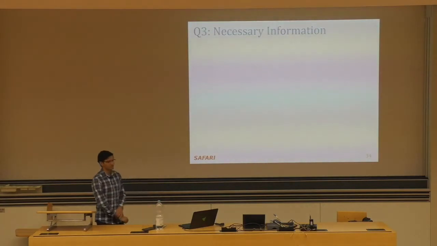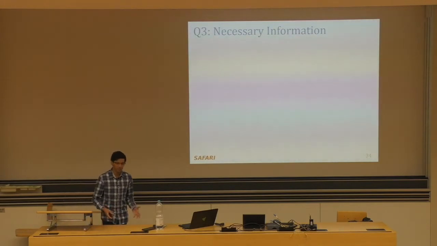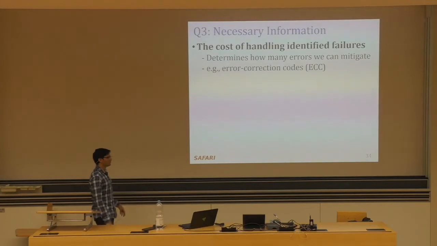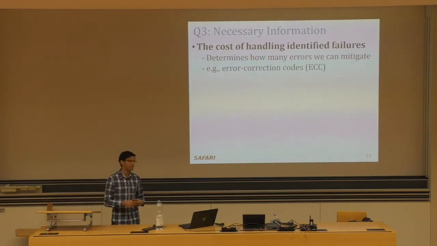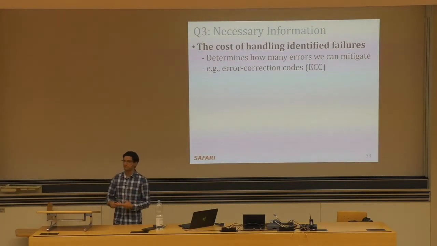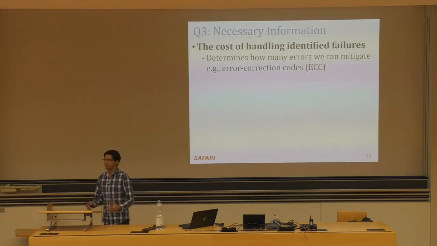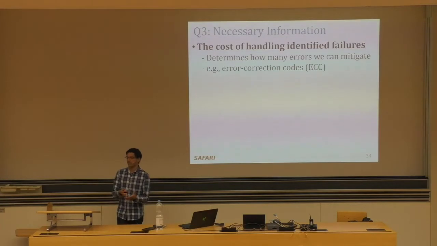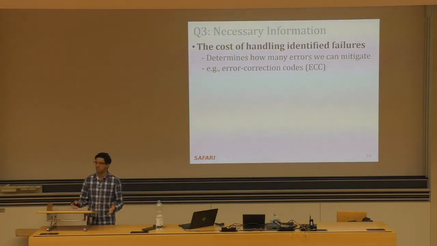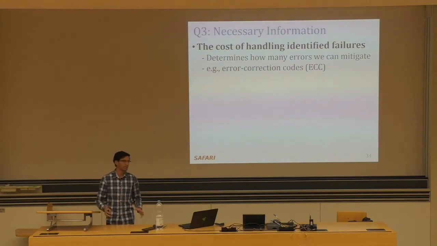The final question we want to answer is, what is the necessary information in order to make all these decisions? And this is important because the profiler will need to have access to this in order to decide how to use this best. And so we find there's two key pieces of information. The first is the cost of handling the identified errors. And it's sort of abstract because it depends on the particular error mitigation mechanism you're using, right? So let's say you're using error correction codes. If we have one error within a code word, which might be 64 bits long, say, it's no big deal, right? Because it's just hidden and the error correction mechanism will fix it.